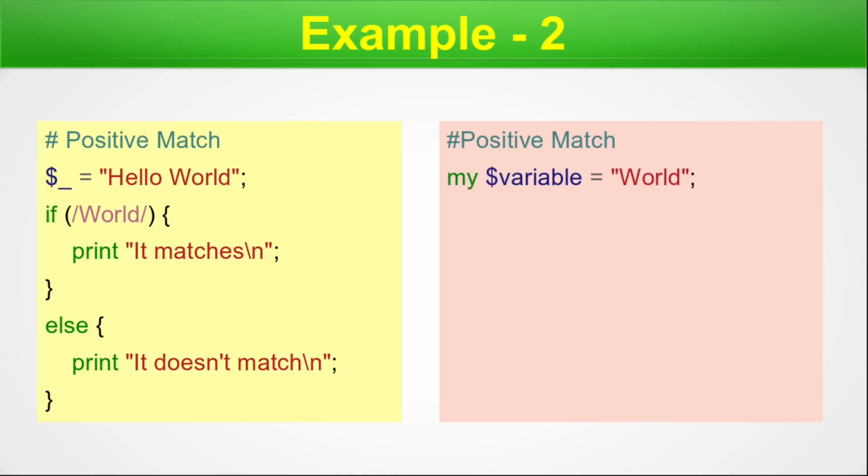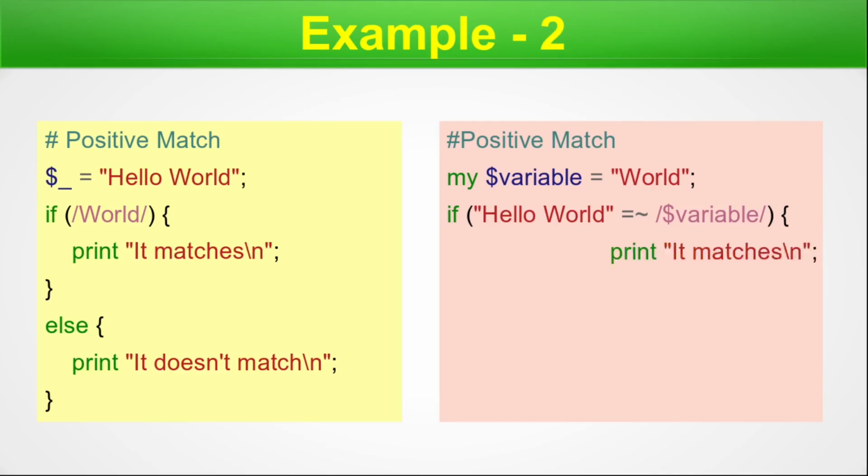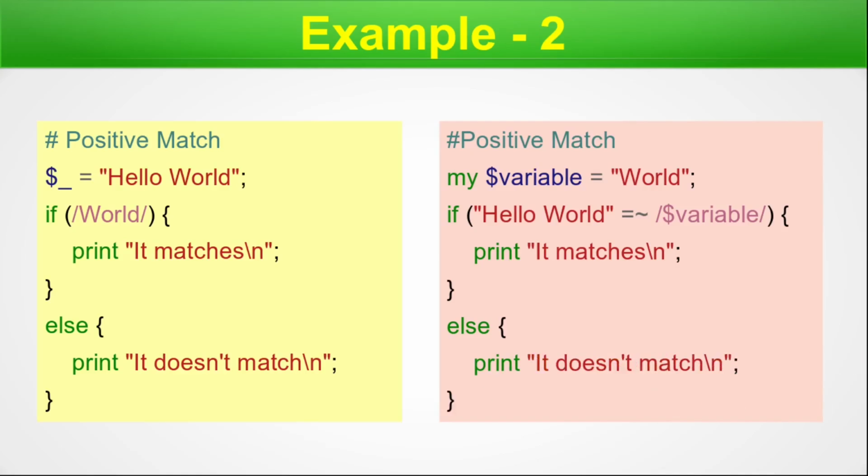Second, it's also a positive match, but here we are using an explicit variable, $variable, and we write world, and here we are using if the string hello world equal to tilde with $variable within the double slash. So this is another way of using regular expression matching. Here we know that in $variable we have stored world, so this if will be true and it will print it matches. Otherwise, if we have anything else than world, maybe a cat, in that case else will operate. So this is another example of how you can use regular expression matching.